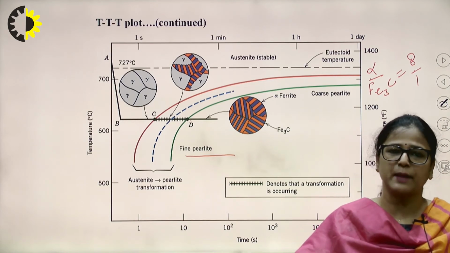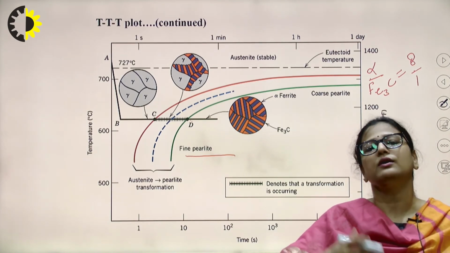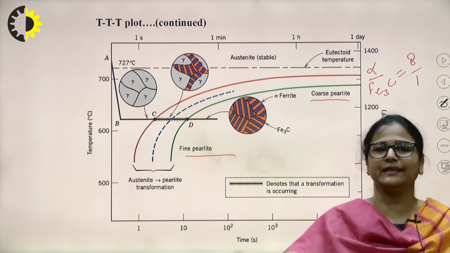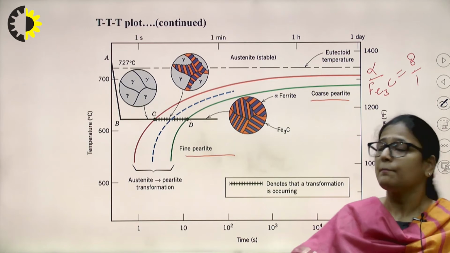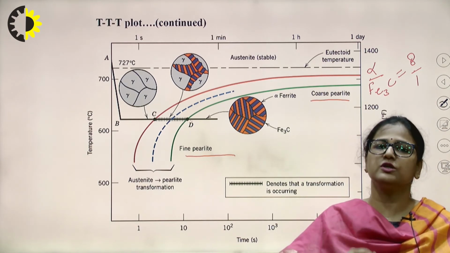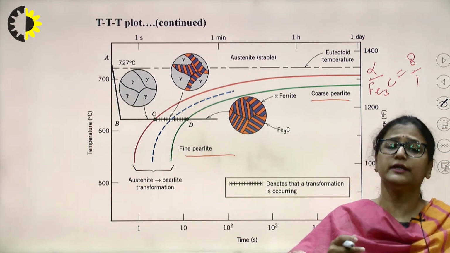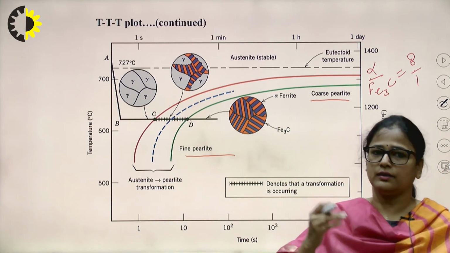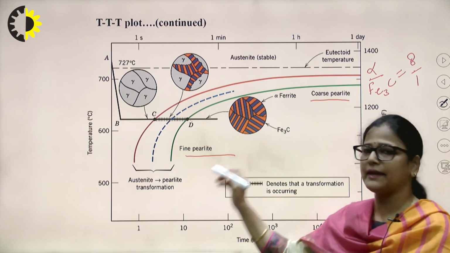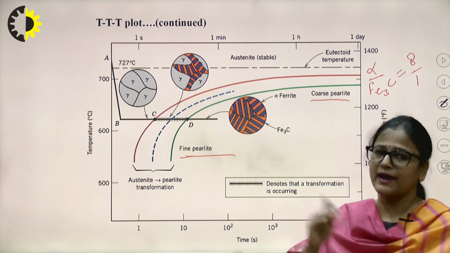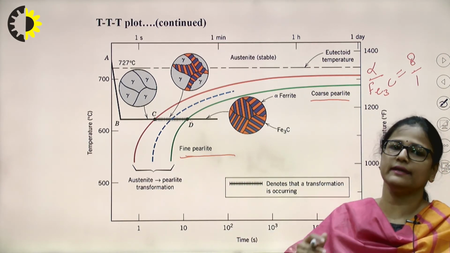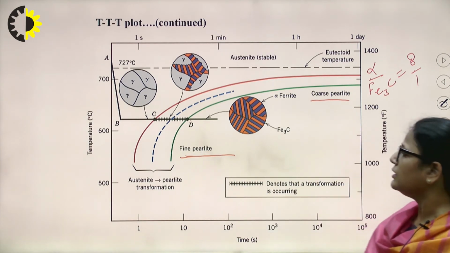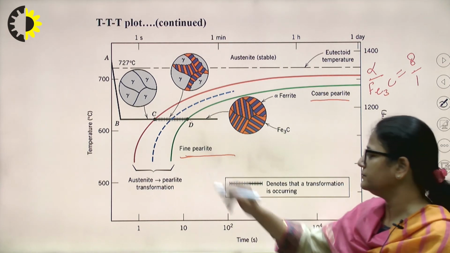At high transformation temperature, the carbon atom diffuses over long distances. That's why the layers are relatively thick and coarse pearlite will form. But when the temperature decreases, the diffusion of carbon decreases, and the carbon diffuses only over small distances at low temperature. So that's why fine pearlite will form. Means in fine pearlite, the layer thicknesses are relatively thin. So fine pearlite will be created at this temperature.